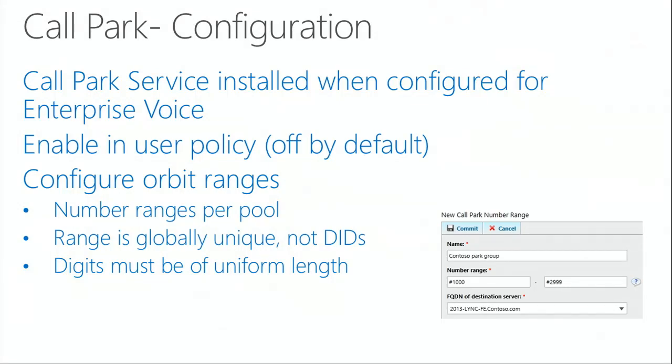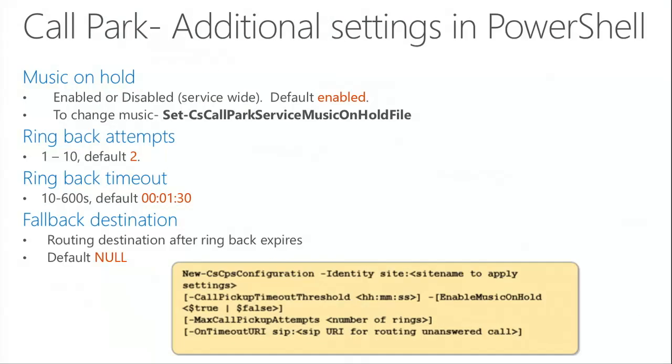And once you've enabled it for the users, you configure the orbit ranges, right? And there's only a couple of minor considerations to keep in mind when you're setting those up. Typically, people are prefixing them with something like a pound or a star. It's not mandatory, but it is an easy way to designate a set of numbers that are assigned for this.